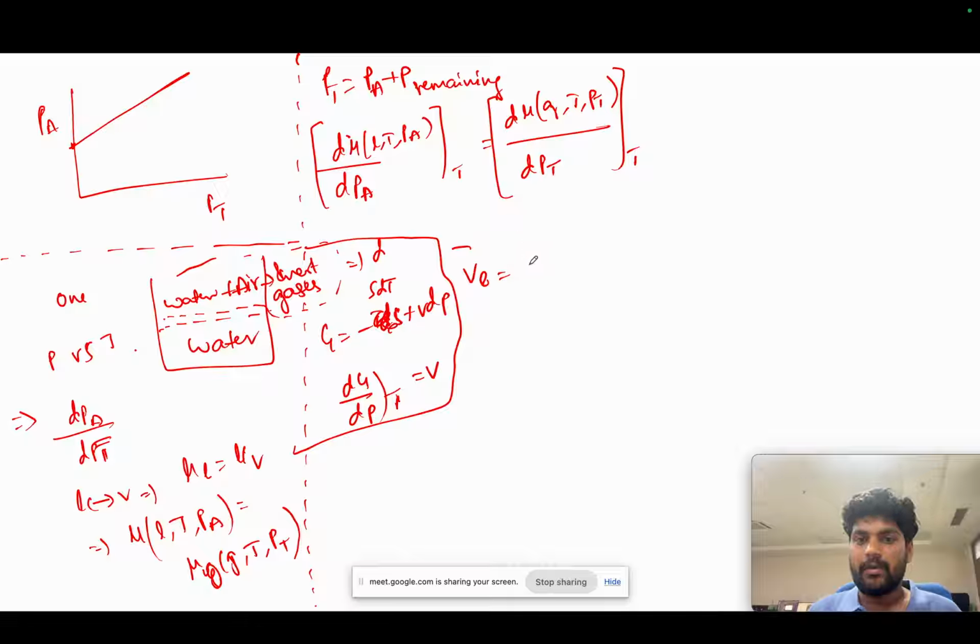So here I will do the chain rule. What the chain rule does was, dPA at constant temperature, dPA by dPT at constant temperature. So this will be VL. We know that this will be the gas phase. The same thing if we do.